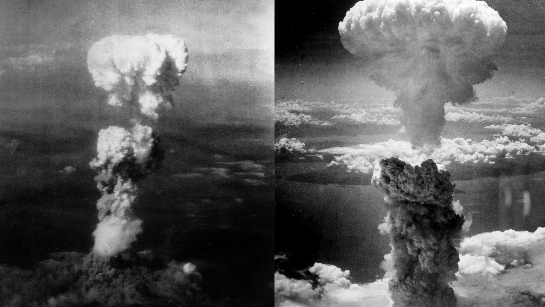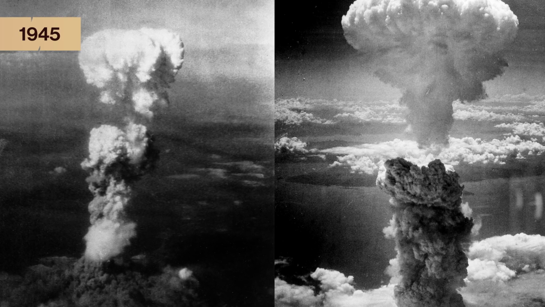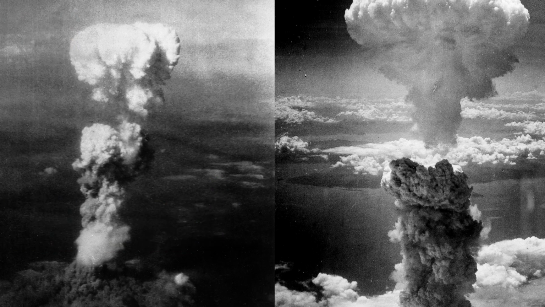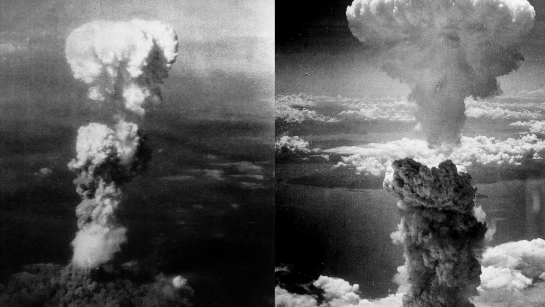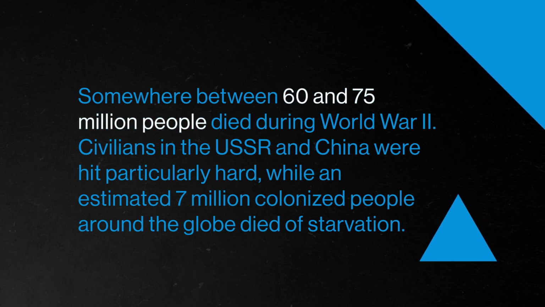And when the United States dropped atomic bombs on the Japanese cities of Hiroshima and Nagasaki in 1945, more than 80,000 people were killed, and many more experienced health effects that lasted for decades afterwards. All in all, somewhere between 60 and 75 million people died during World War II.